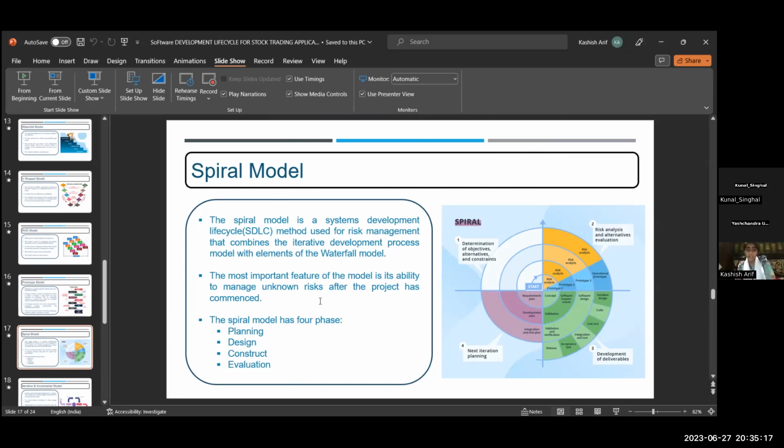So this is the first, planning. In this phase, we determine the objective, alternatives, and constraints. In the second phase, we analyze the risk and the alternatives and evaluations. In the third phase, development of deliverables, and fourth is next iteration planning.